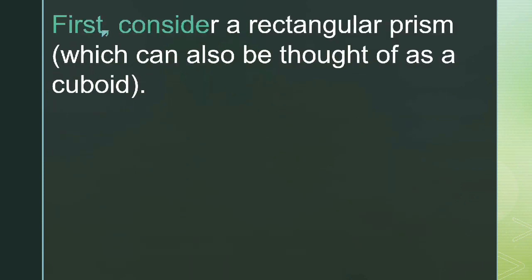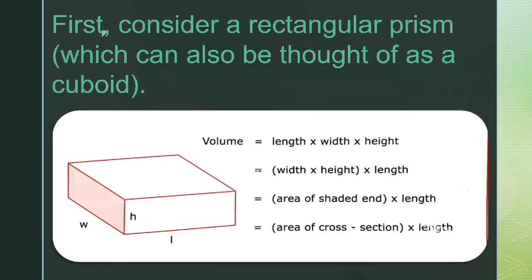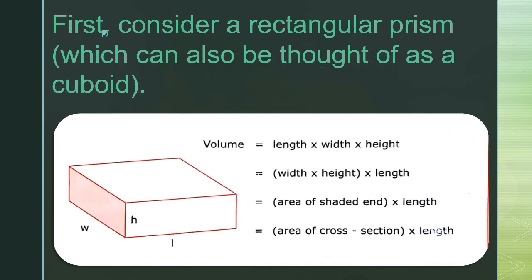How to solve a volume? First, consider a rectangular prism, which can also be thought of as a cuboid. This one is a rectangular prism. To solve the volume, we need to multiply the length times width times height, or we need to solve the area of a rectangle times the length.